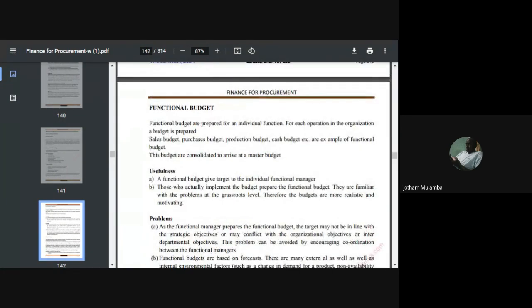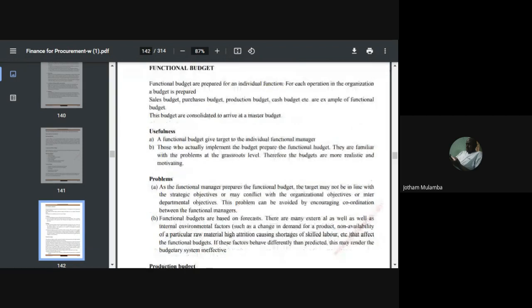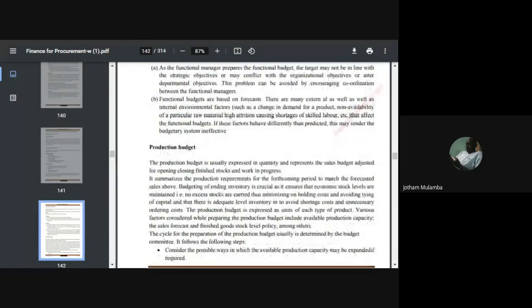Then we have a functional budget, and functional budgets are prepared for an individual function. For example, if Kim today is organizing a graduation, then we'll have a functional budget tailored towards that graduation. We'll estimate how much a student pays for graduation, then how much we are going to pay to hire the grounds for graduation, to get the gowns, to get the place set up, and all that. So in that case, we will be dealing with functional budgets. I'll let you read the usefulness and problems of functional budgets.